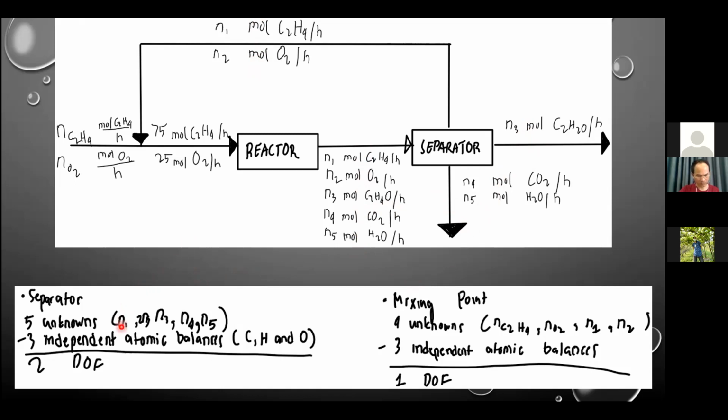And then there are three independent atomic balances: the carbon, hydrogen, and oxygen, which equals 2 degrees of freedom. And then for the mixing point here, we're going to do the degree of freedom analysis. There are four unknowns: one, two, three, four here. And then there are three independent atomic balances: carbon, hydrogen, and oxygen, which equals 1 degree of freedom.